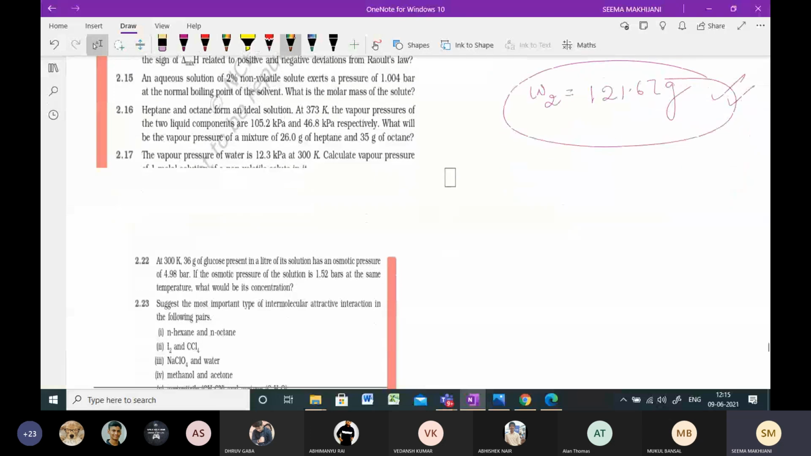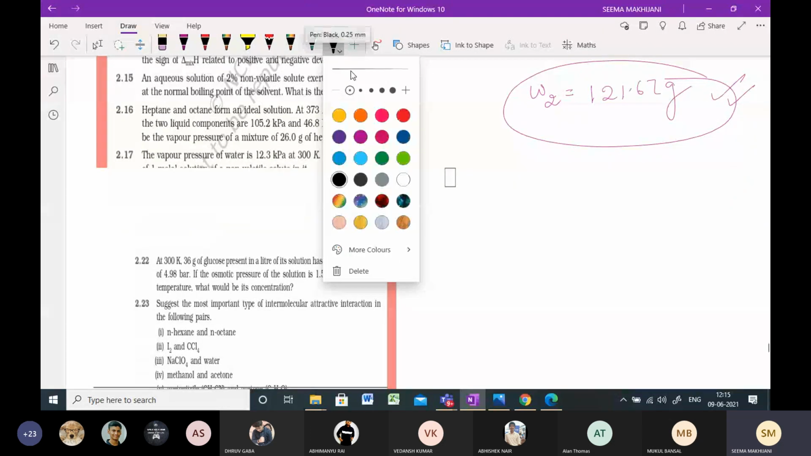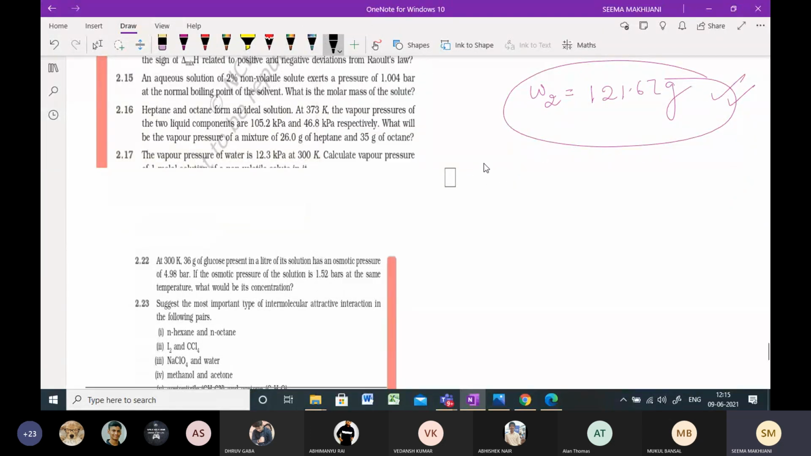Your question is 2.11. Okay, just a minute. So you have 2.11 question. Now for this particular question, you first of all need to find out the molecular mass of the ascorbic acid given to you. This is ascorbic acid. Let's substitute: 12 times 6 is 72, plus 8, plus 16 times 6 is 96. The total mass comes out to be 176 grams per mole, or you may write it as U.